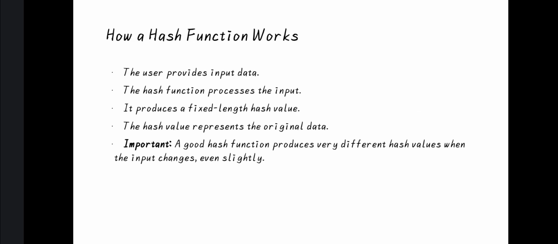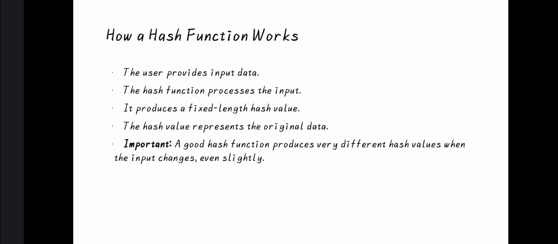Next, how hash functions work. The user provides input data, and the hash function processes the input. A user or application enters the data, and the data is processed. When we enter an input value, it produces a fixed length hash value. The algorithm works on values such as ASCII code, bit values, binary values, and XOR values.